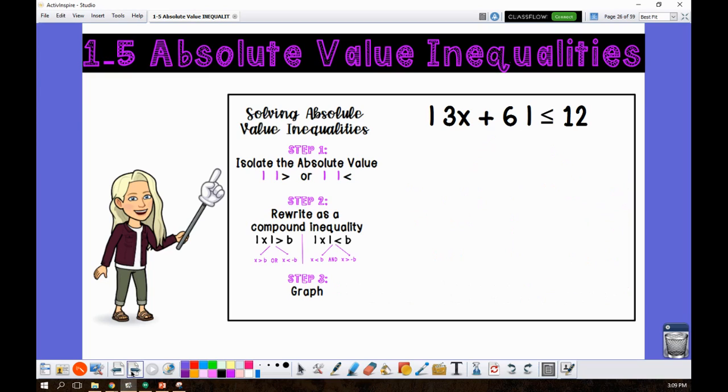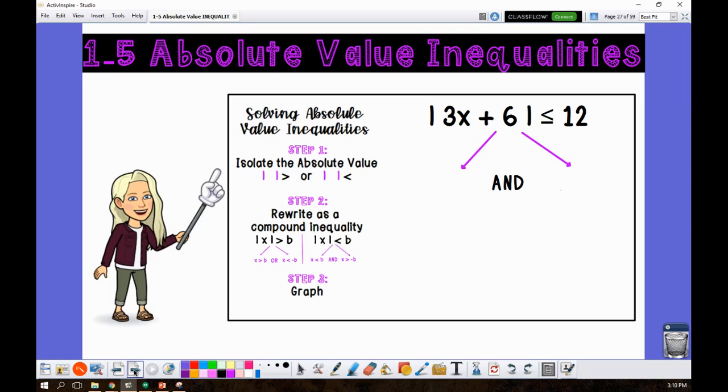Let's do an example of when it's less than. So same problem, but this time we're using a less than. So we already know our absolute value is by itself, so we don't have to do step 1, we can just go right to step 2. So we're going to break this down into two inequalities separated by the word and.